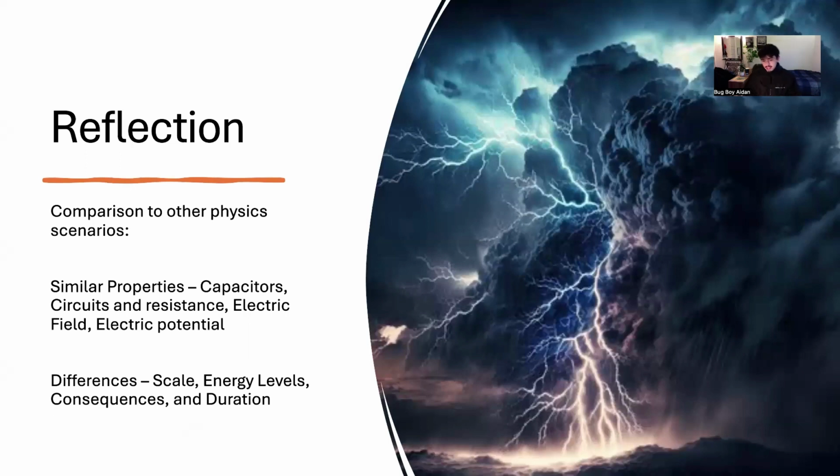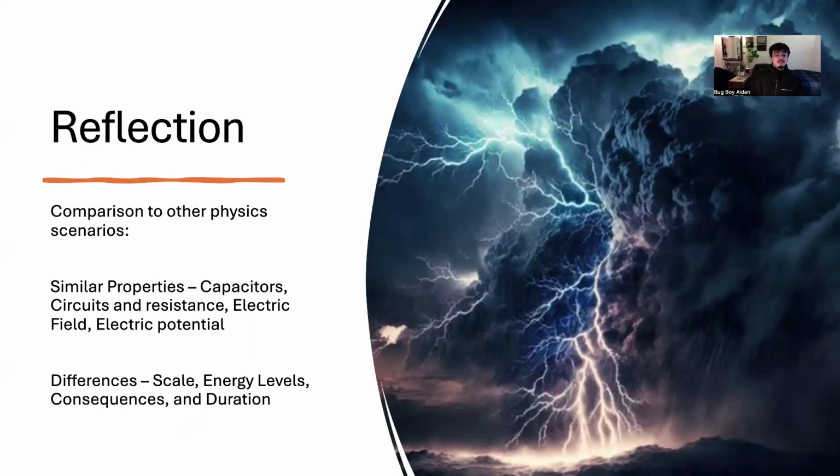Some of the differences that I'd like to touch on really quick are the scale. Obviously lightning deals with charges on a much larger scale than something like a capacitor. Another one would be energy. The energy released by lightning is pretty immense and is capable of powering a household for a month in a single strike.